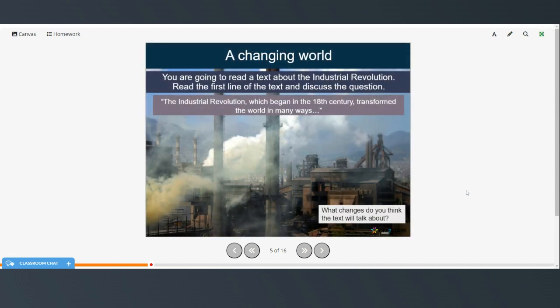So you're going to read a text about the Industrial Revolution. So read the first line of the text and then discuss the question. The Industrial Revolution, which began in the 18th century, transformed the world in many ways. So what changes do you think this text is going to talk about? So just think about it, make some predictions. You can even use the picture here as maybe a clue, and then restart when you're ready to continue.